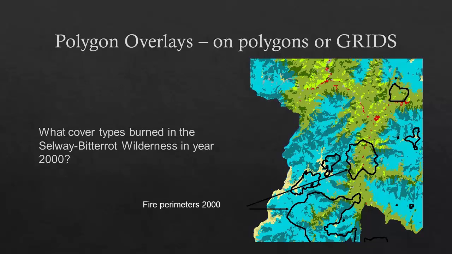Sometimes we want to overlay a polygon layer with other polygon layers or a raster. In the map above, the polygons outlined in black represent fire perimeters, and the raster map represents different cover types. An overlay analysis here can tell you the cover types within the fire perimeters.